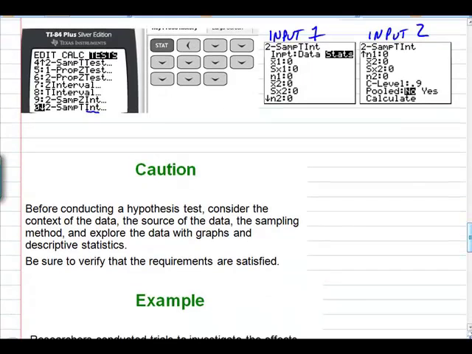Caution: before conducting a hypothesis test, consider the context of the data, the source of the data, the sampling method, and explore the data with graphs and descriptive statistics. Be sure to verify that the requirements are satisfied. Remember, there's no amount of statistical torturing that can redeem poorly collected data.